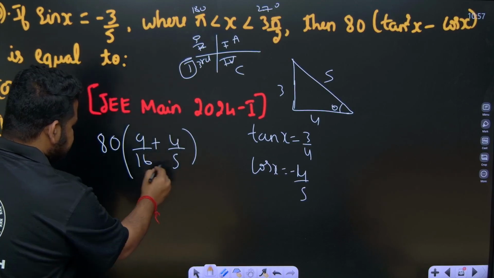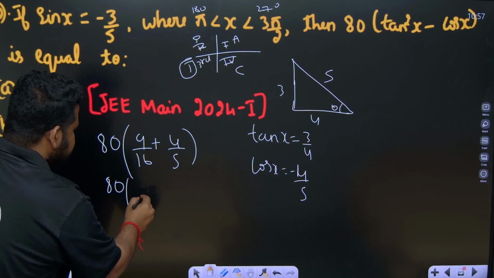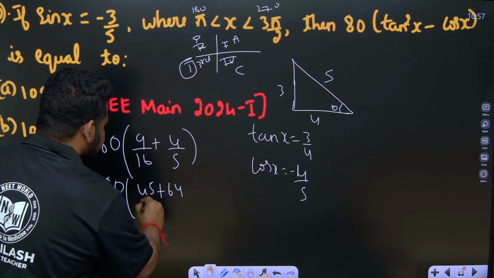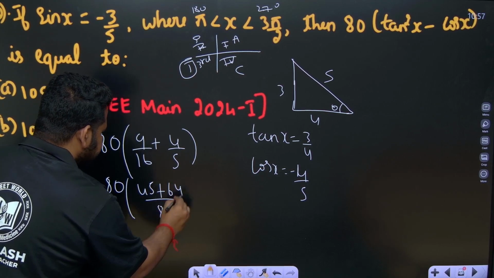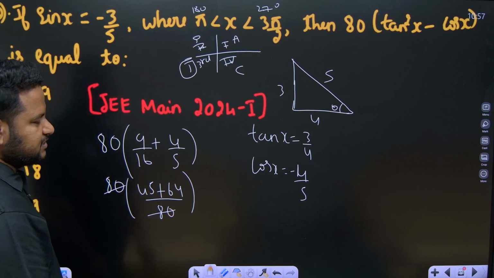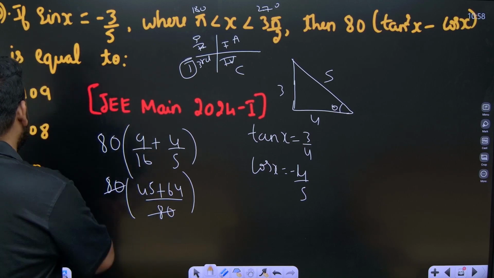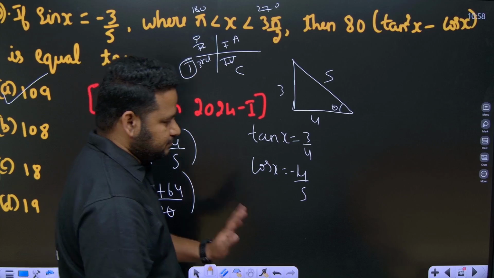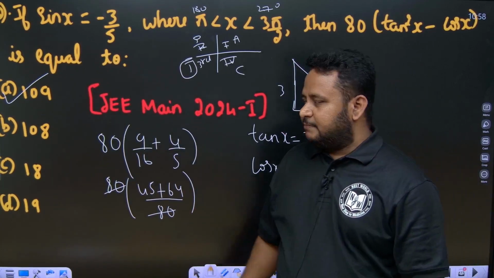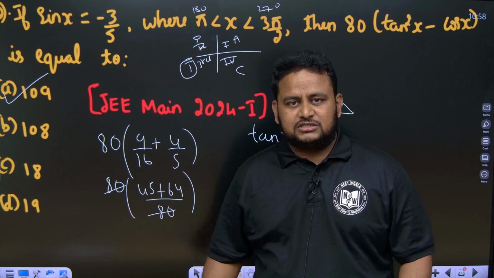So this LCM is again 80. So 80 into, 5 9s are 45 plus 16 4s are 64, divided by 80. 80 cancels. So 64 plus 45, 60 plus 40 is 100, 100 plus 5 plus 4 is 109. That is option A. Very simple question. This is not a JEE Main level question, but still they ask such questions, you have to solve it. No need to get scared.